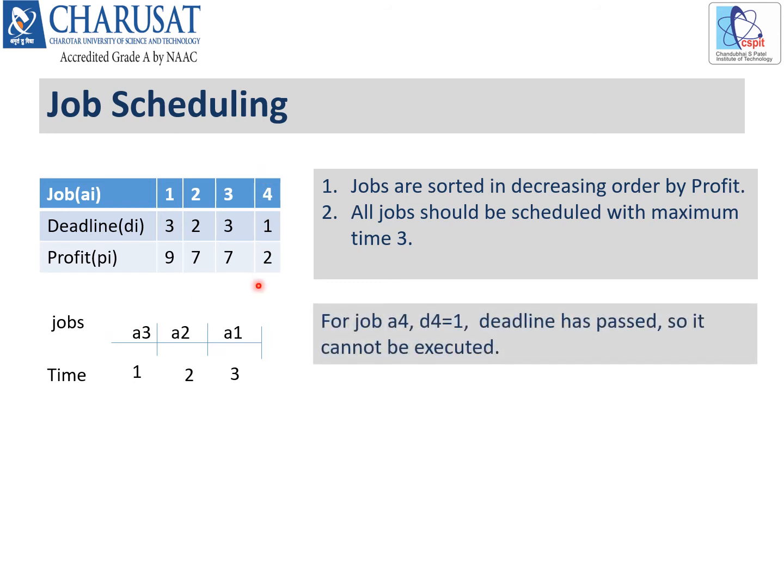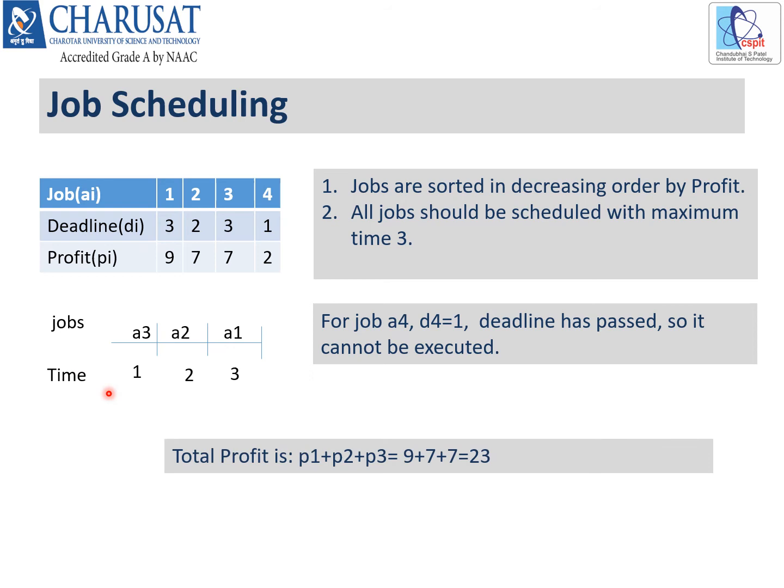Now we will check for the fourth job. Now its deadline is 1, and in that time slot already a job is there and no other free slot is available. So job 4 cannot be executed as its deadline has passed. Okay, so the total profit by scheduling the jobs in this way is 9 plus 7 plus 7, which is 23 for this example. So we have been given the jobs, the deadlines and the profits. Now it is the task to schedule the jobs such that we can get the maximum profit.